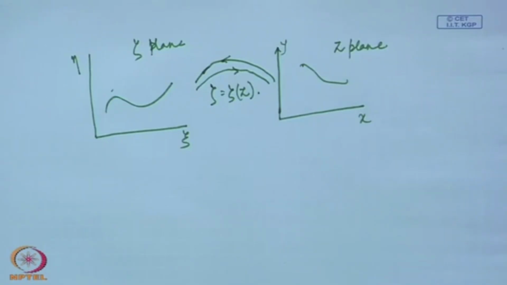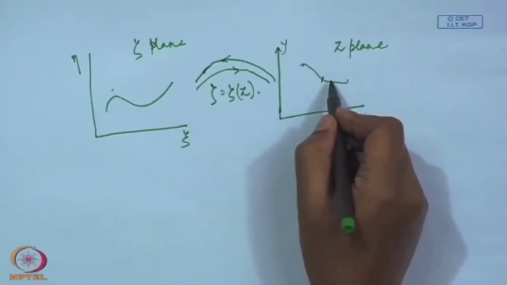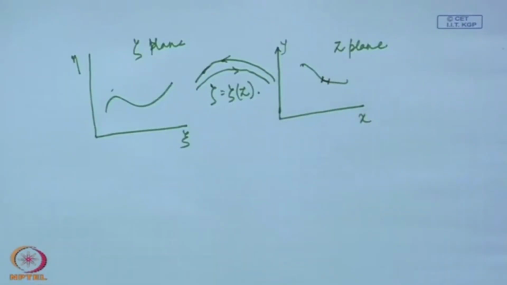And let us consider a one to one correspondence, that is, for each point in the z plane we get one point in the zeta plane for the time being. Now, let us see what will happen. Think about a small segment of some length in the z plane. What will happen to this length segment because of this transformation?